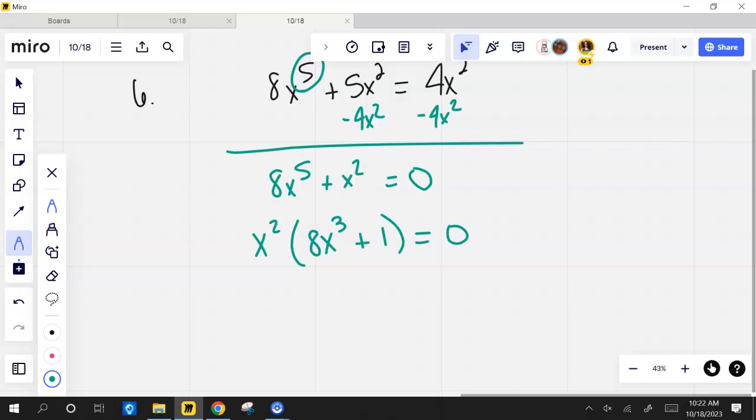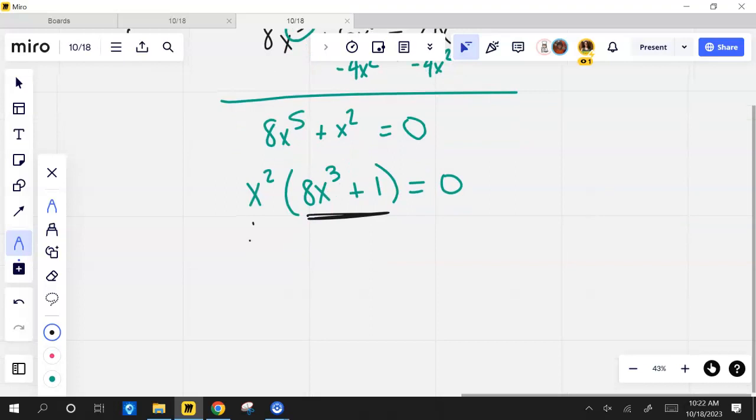Am I completely factored now? No, because this is the sum of 2 cubes. That's exactly right. It's the 3. All right, so I'm going to keep this x squared here. This is little parenthesis, big parenthesis, still equals 0.